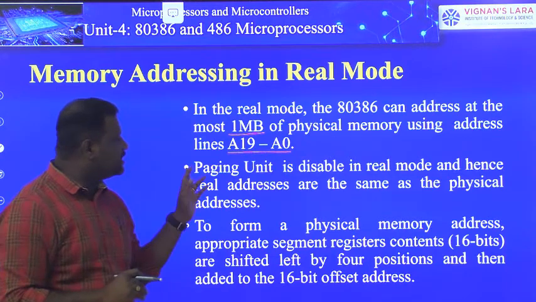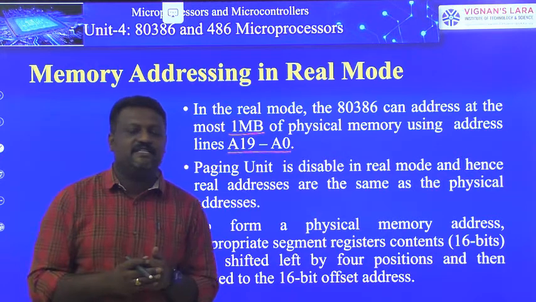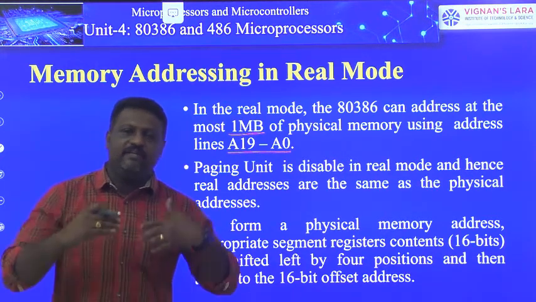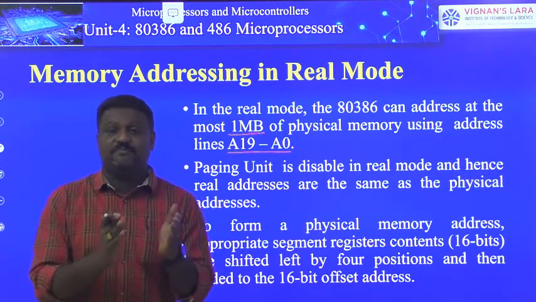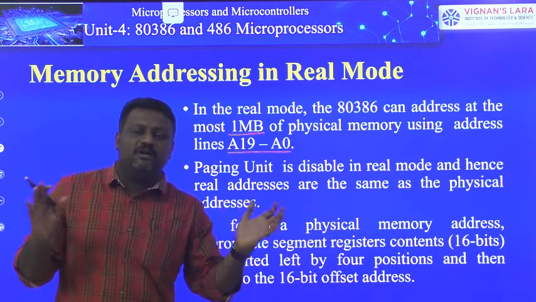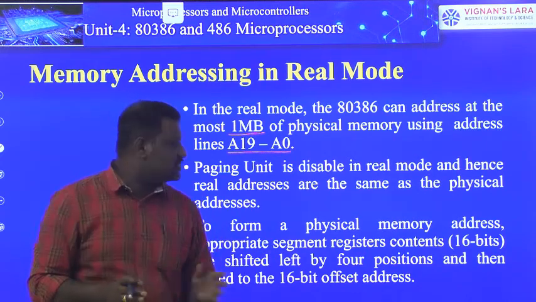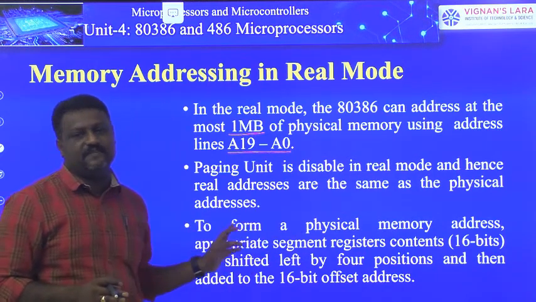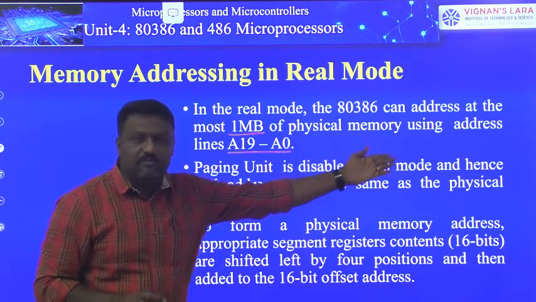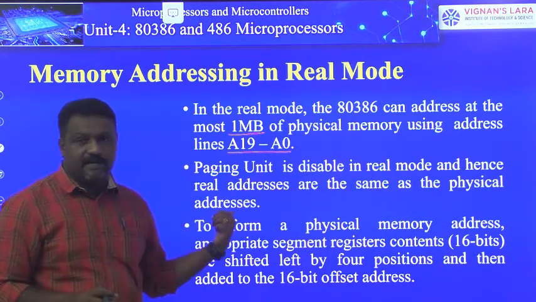One more important thing is that the paging unit is disabled in real mode, because in the 8086 there is no paging unit. So in real mode operation of the 80386, the paging unit is disabled. Once the paging unit is disabled, the real addresses or logical addresses generated by the processor are considered as physical addresses. That's the meaning of this: the paging unit is disabled in real mode, and hence real addresses are the same as physical addresses.